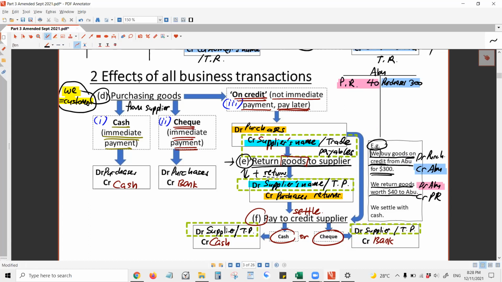Now after we return goods worth $40 to Abu, right now we owe Abu $40 less. How much we still owe Abu? 260. Okay, we settle with cash, means we pay with cash to settle the outstanding amount owed. You credit cash, debit what? Should I debit purchases again? No, you debit Abu. Okay, amount is 260.